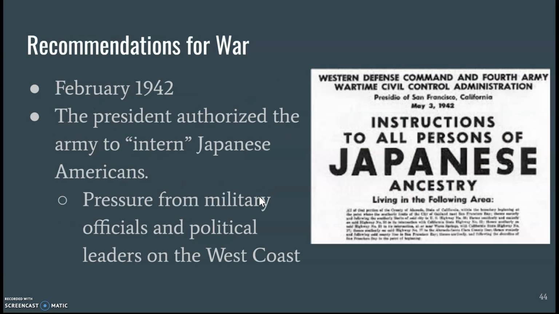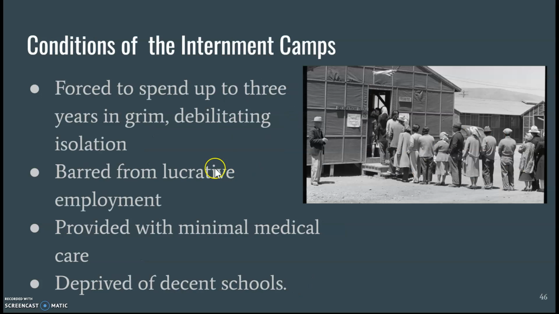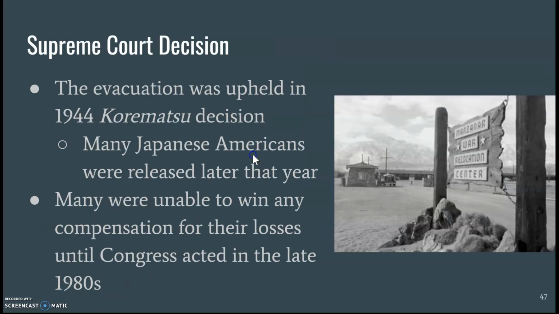In February of 1942, the president authorized the army to intern Japanese Americans. And this is pressure from the military officials and political leaders on the West Coast. More than 100,000 people were rounded up, told to get rid of all of your things, go to these relocation centers located in the western mountains of California. And these facilities are similar to prisons. I mean, you got barbed wire here, you got fences, things of the like. They were forced to spend up to 3 years in these isolated areas, couldn't really make a lot of money or find lucrative employment, had very limited medical care as well, and were deprived of any sort of decent schooling for children.